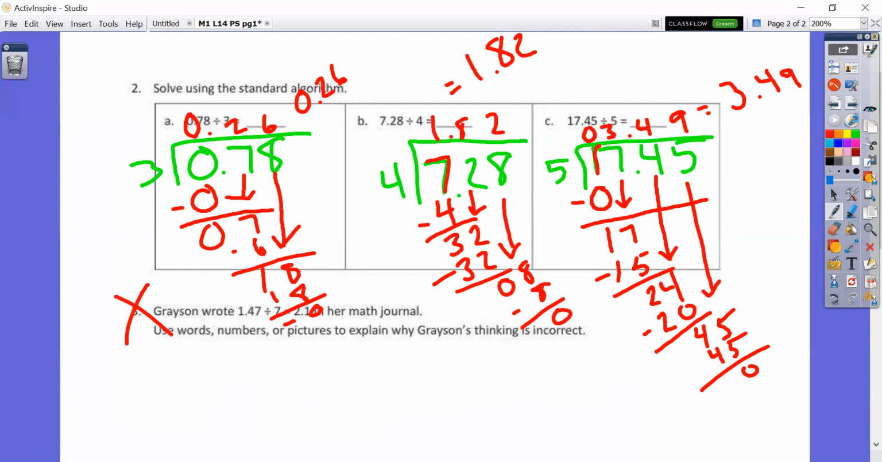That was a lot of practice today, so we're not going to do the word problems. Go ahead and get to the exit ticket and do your best over there. All right, nice job.